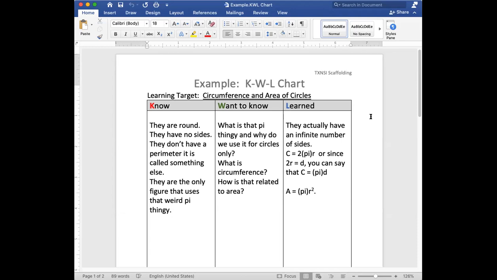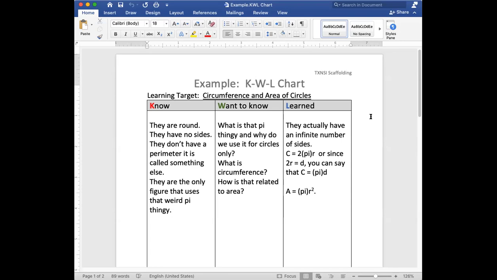On a KWL chart, the learning target is circumference and areas of circles. You write your learning targets and then brainstorm what the kids know about it. You can do this as a whole class, you can do it as individuals, or you can do it in groups, but the whole idea is to pull out that previous knowledge and figure out exactly what it is that they want to know about it.